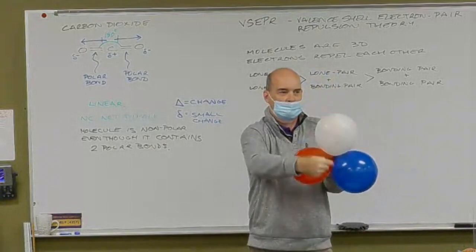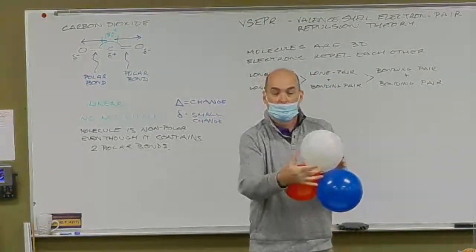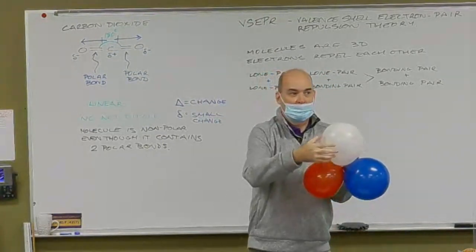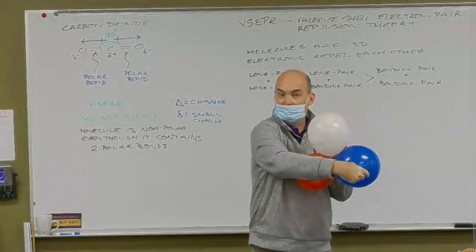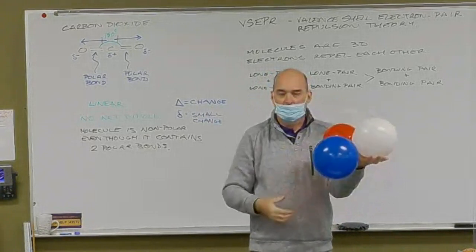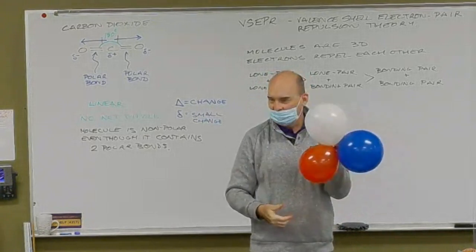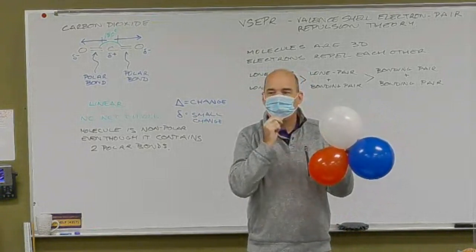What's that angle? This is flat. Yeah, it's 360 degrees the whole way around. So that's 120, and that's 120, and that's 120. This is flat and triangular. We're going to call that trigonal planar.